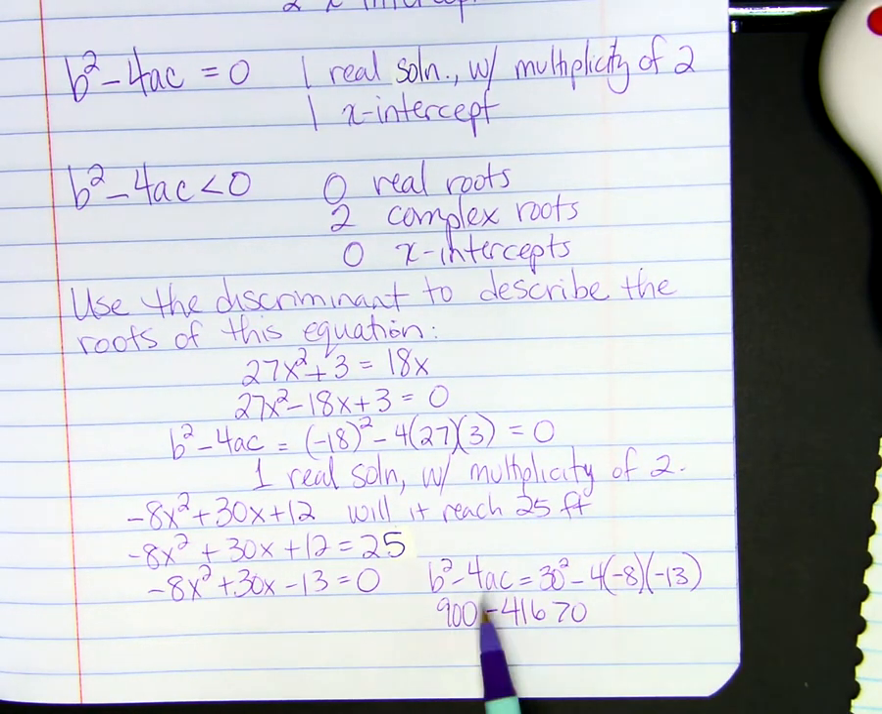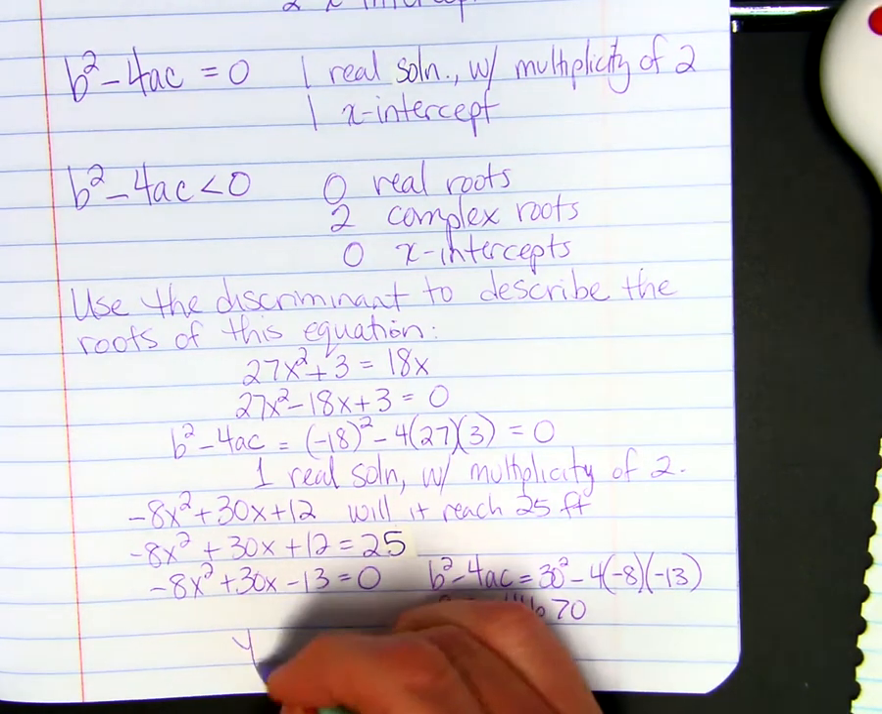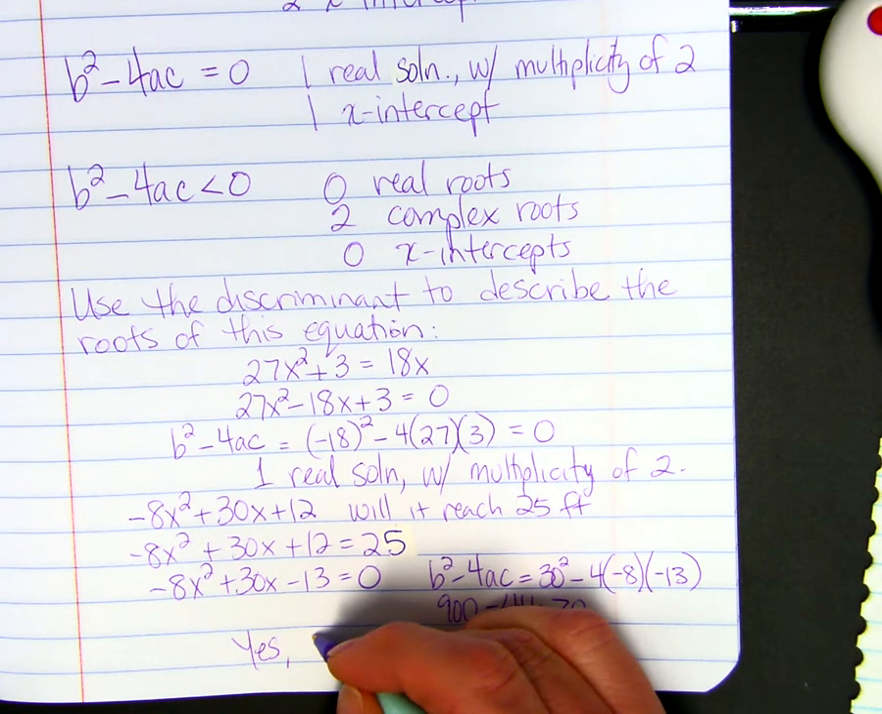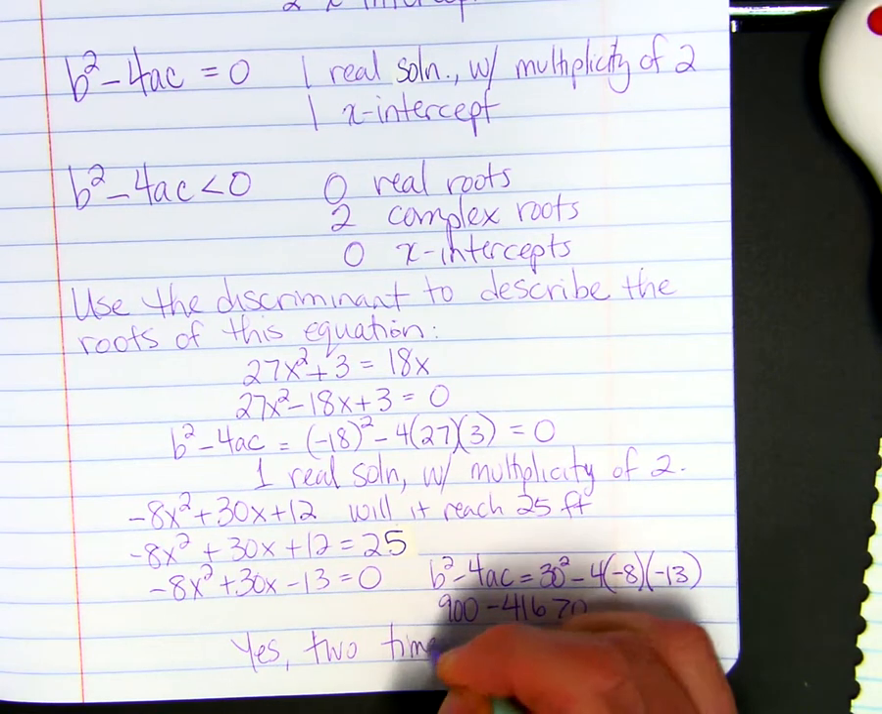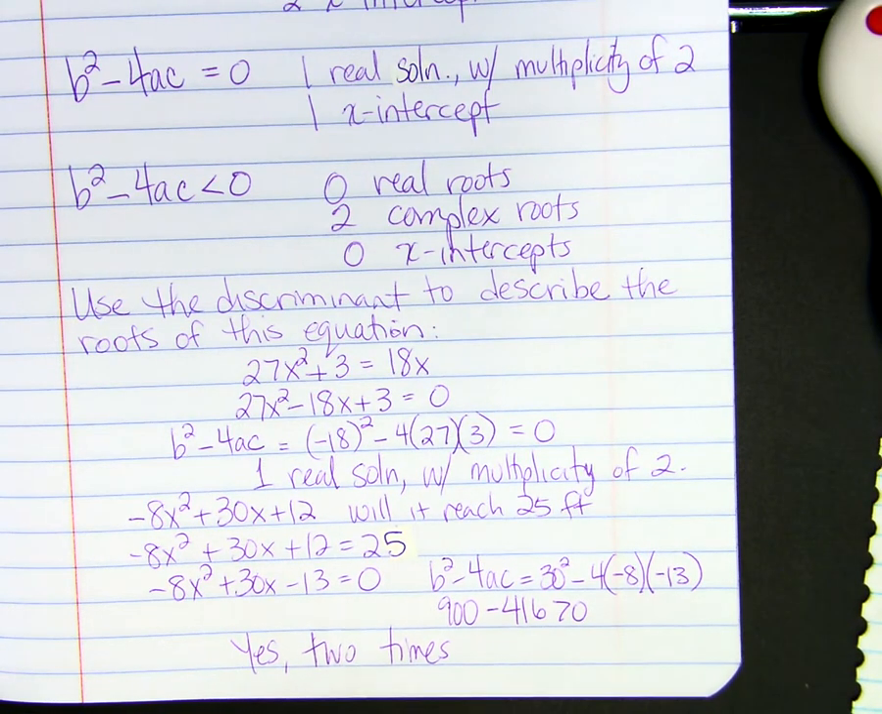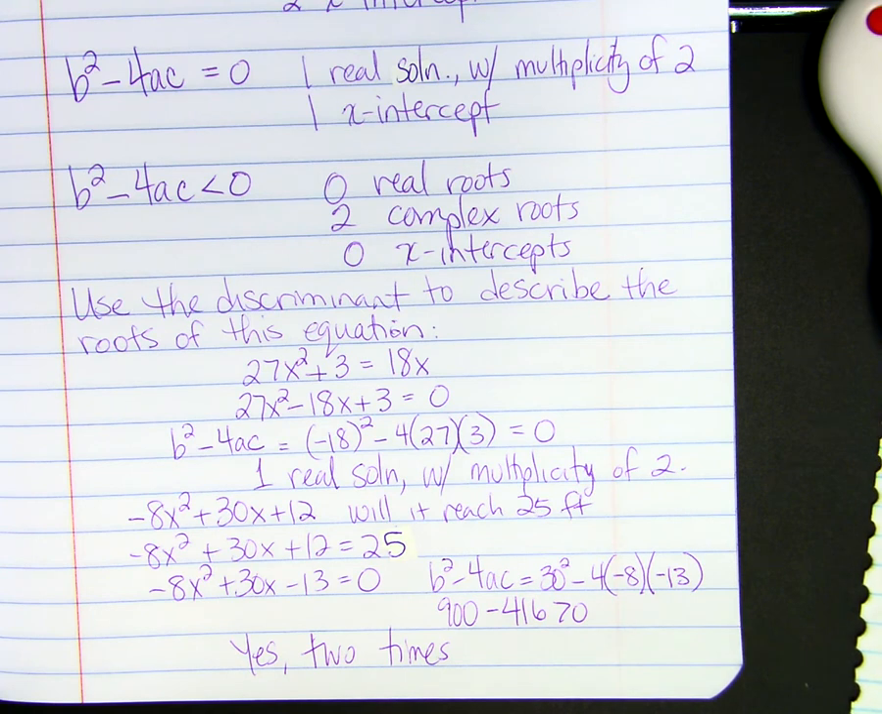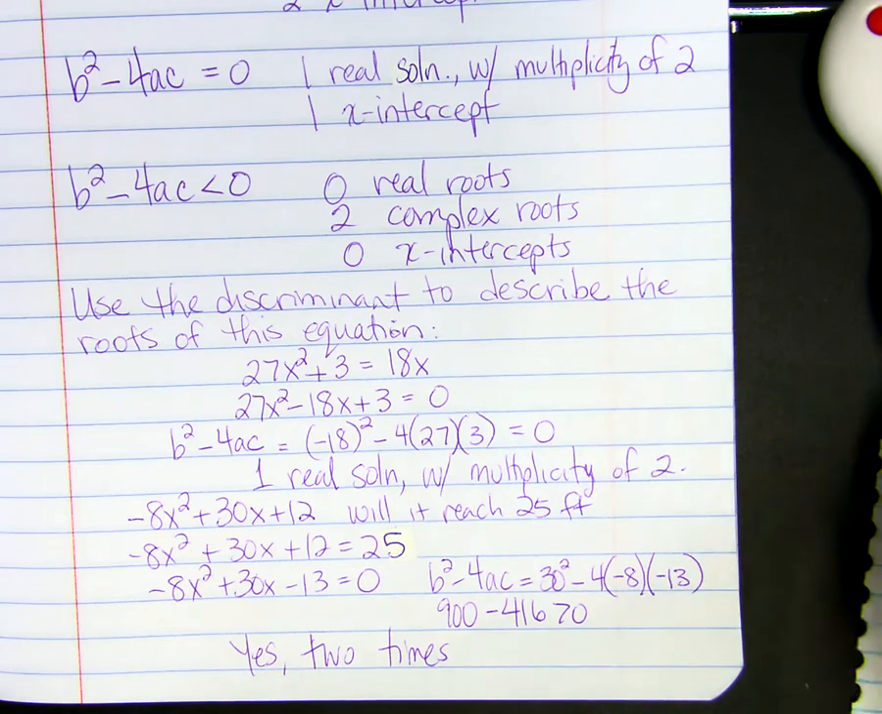So will it reach 25 feet? Yes. In fact, it will reach it 2 times. It's going to reach 25 feet on the way up and then on the way back down. Okay. That's all the examples. If we were to do an example and it was less than 0, then you would know it wouldn't reach the height because it would have complex answers. It wouldn't reach that height at all. Okay. That's it.